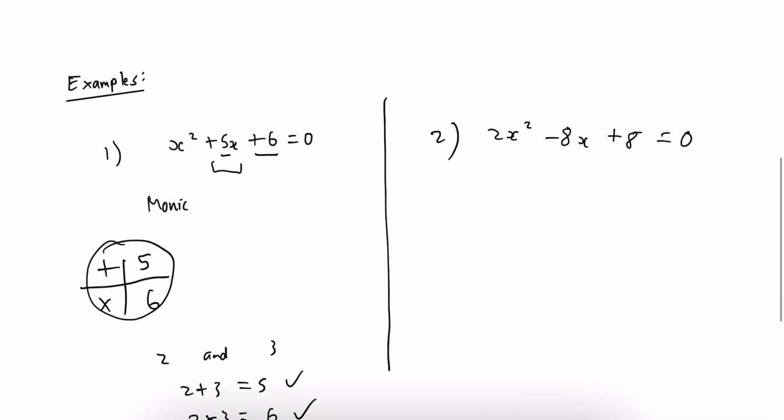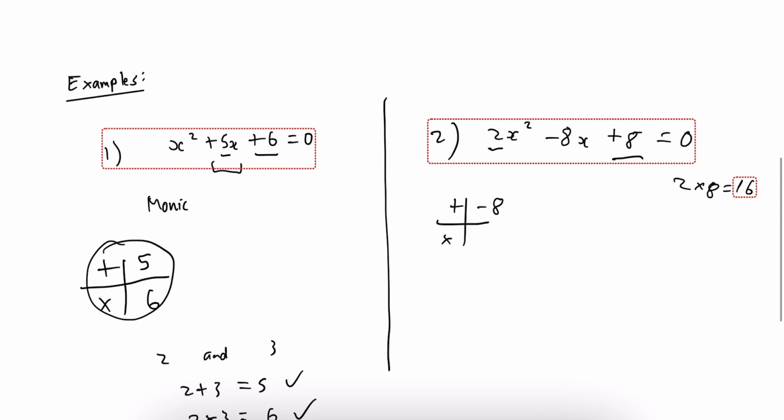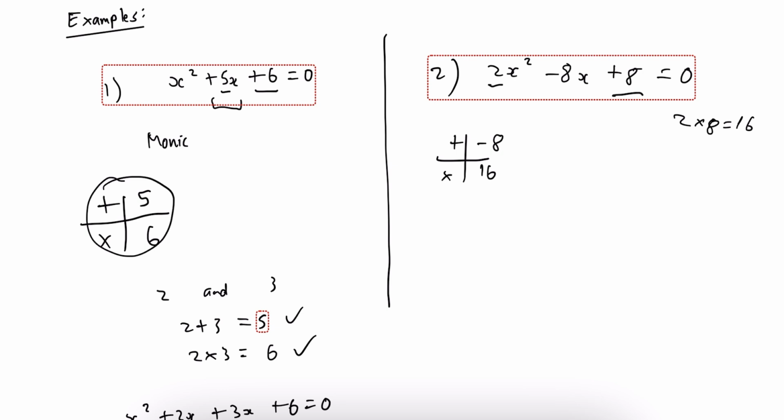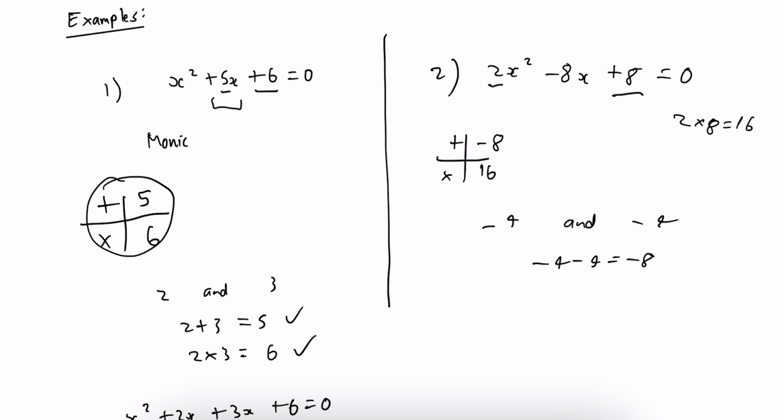Now if we look at a non-monic example, we need two numbers that add to give -8, and that multiply to give, the difference here is that the number that goes here is simply the product of this and this. So 2 times 8 equals 16. So we need two numbers that multiply to give, not 8, but 16 this time, okay? So the only difference is this number here is simply the product of your a and c, okay?